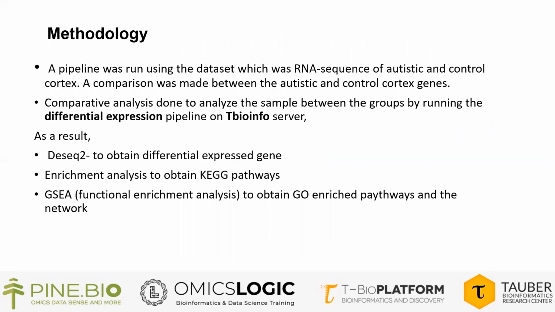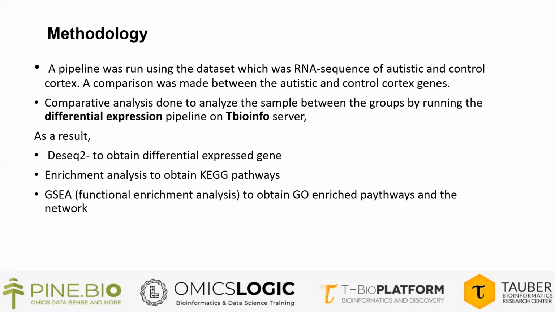The methodology which I used was a pipeline run using the dataset, which was RNA sequence of autistic and control cortex. A comparison was made between the autistic and control cortex genes. Comparative analysis was done to analyze the samples between the groups by running the expression pipeline on the tBioInfo server. As a result, DESeq2 was used to obtain differentially expressed genes. Enrichment analysis is used to obtain KEGG pathways.